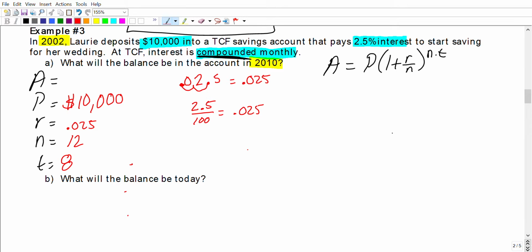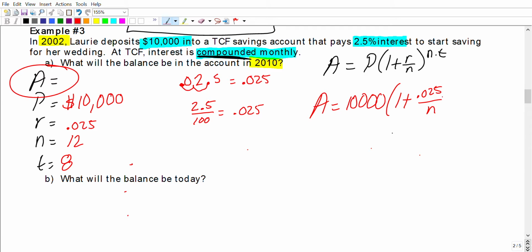So we have everything we need. The only one we're looking for is A, but that's usually what we're looking for anyways. So we have A equals $10,000, 1 plus R, which is 0.025, over N. Well, what is our N, guys? Our N is actually 12. So go ahead and put that there. And then N times T, which is 12 times 8. That's what your equation should look like when you substitute.